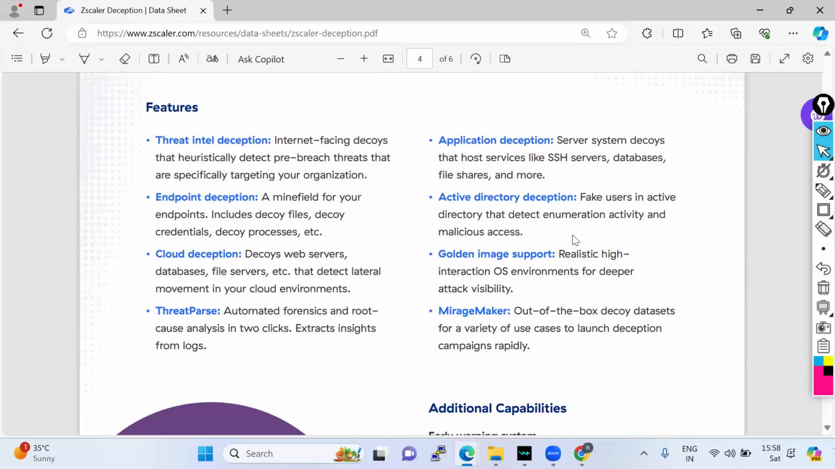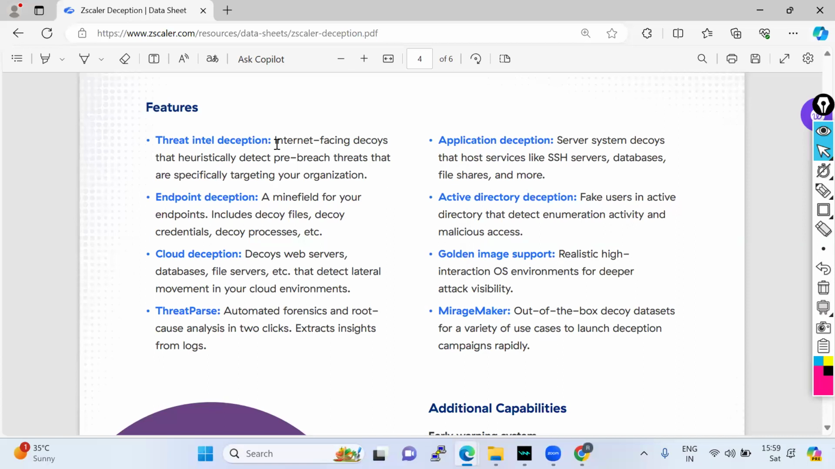Probably we are going to understand it more when I explain their decoy interface and how it is going to look. Similar to the ZIA tenant and ZPA tenant, we have a decoy interface. So like Zscaler Deception, we can configure this decoy and define everything. By implementing Zscaler Deception, you are going to get these features: threat intel deception, endpoint deception, cloud deception, threat parse, application deception, Active Directory deception, golden image support, and Mirage Maker. These are all the features we get when we deploy Zscaler Deception.